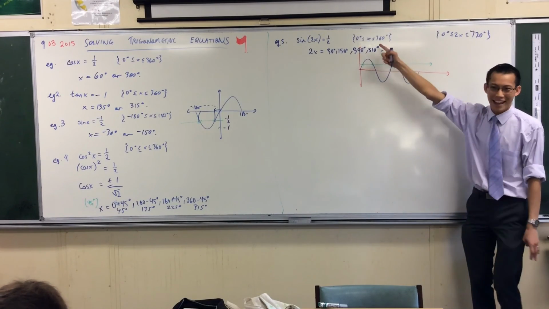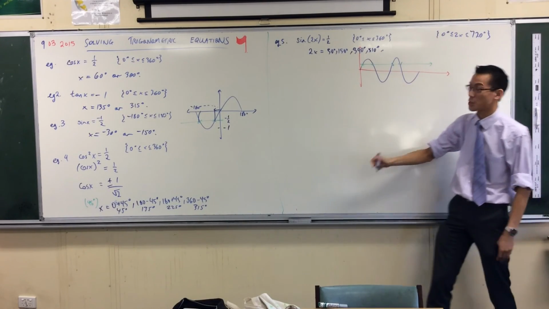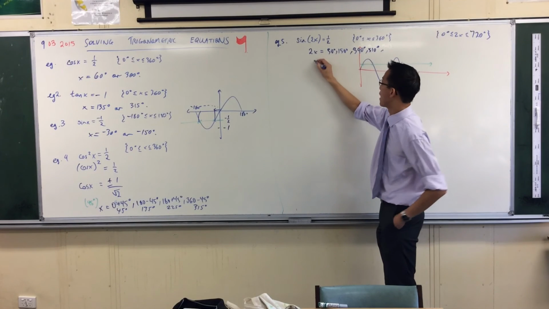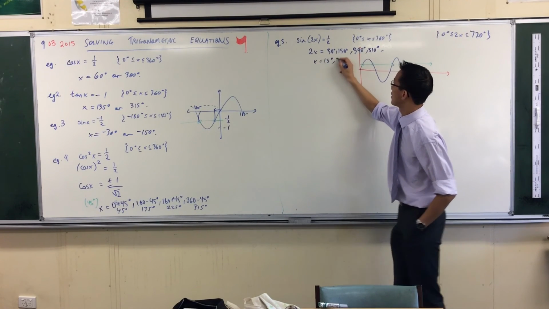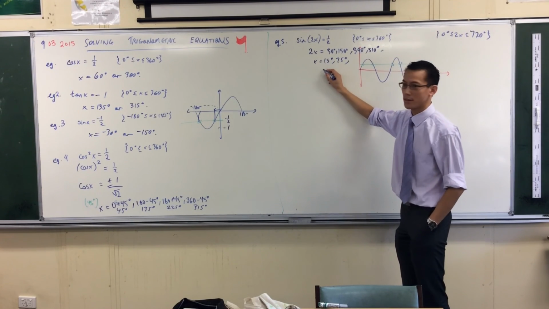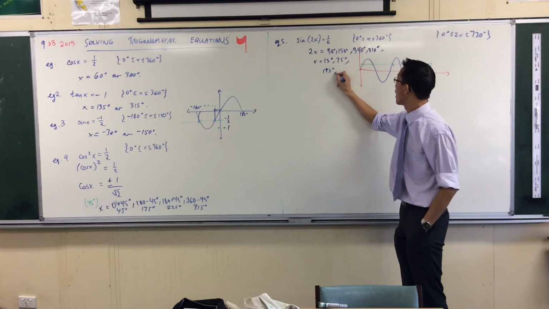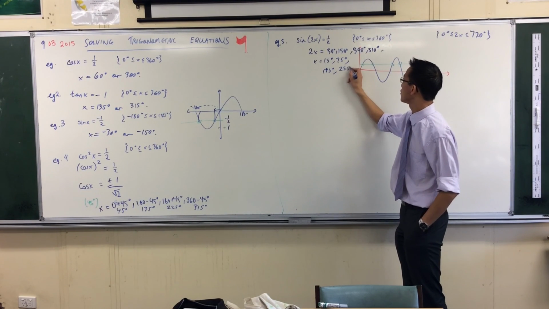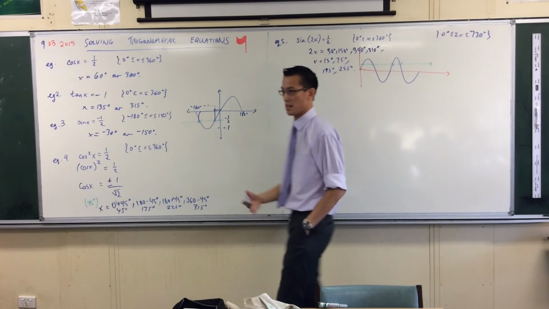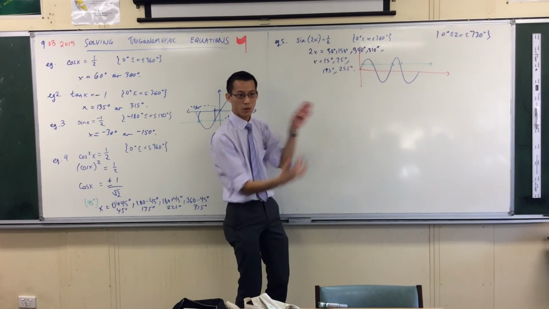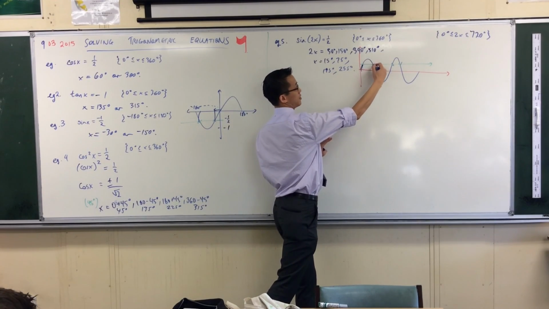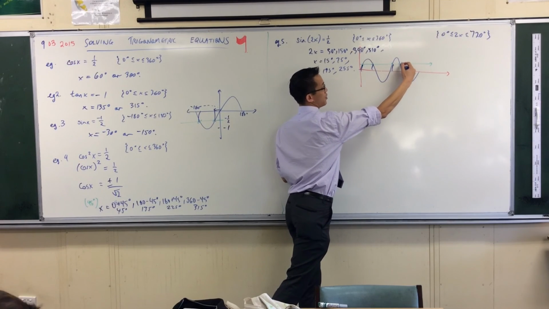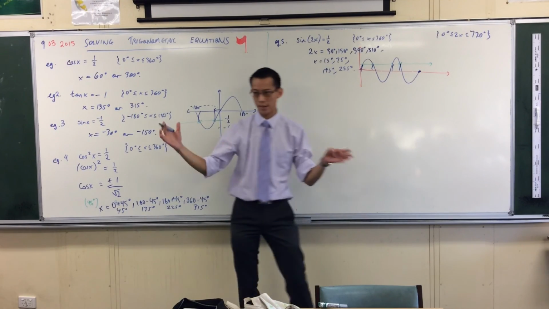Except I just want answers for x, not answers for 2x. Okay, so I divide everything through by 2, which gives me 15, 75, 195, and 255. Which were the 4 solutions that you can even see, they kind of make sense. Look how everything's kind of compressed, right? 15, 75, 195, 255, and there's 360 roughly where you would expect it.